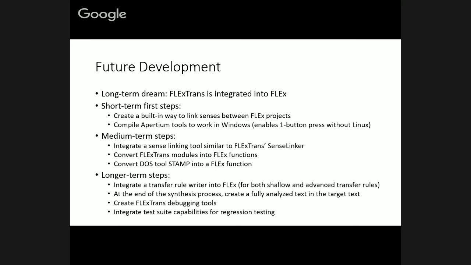And then things in the longer term are being able to write the rules that are currently XML rules outside of Flex, maybe have a writer built into Flex for that. Creating an analyzed text at the end of the process would be fairly straightforward to do, I think. And doing that would enable a daisy chain process. You go from language A to B, then from B to C, and C to D, where everything is going to a different analyzed text with a different set of rules. That would be possible.